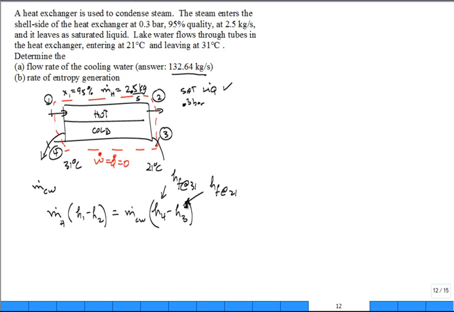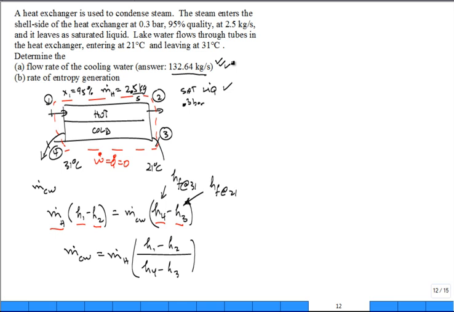All right. So you can get these h's. You can get these h's. The mass flow rate was given, only one unknown. So the mass flow rate of the cooling water is calculated. The mass flow rate of the steam, h1 minus h2, h4 minus h3. Something that we've done already in the previous chapter. There's the answer right there.